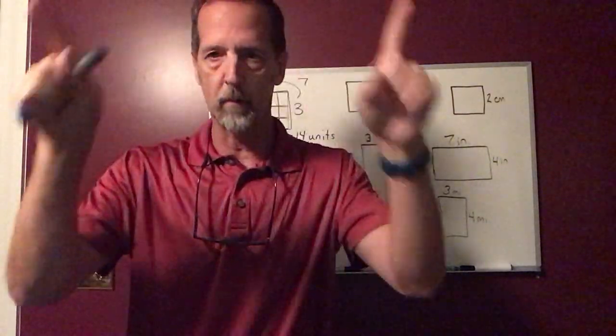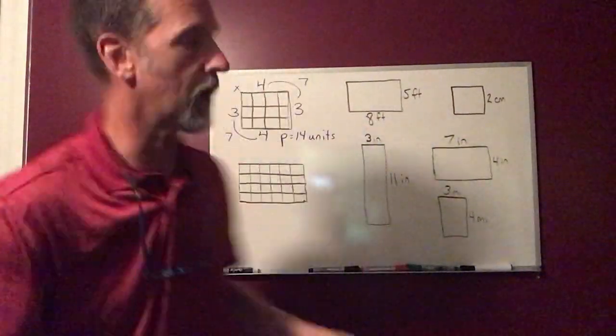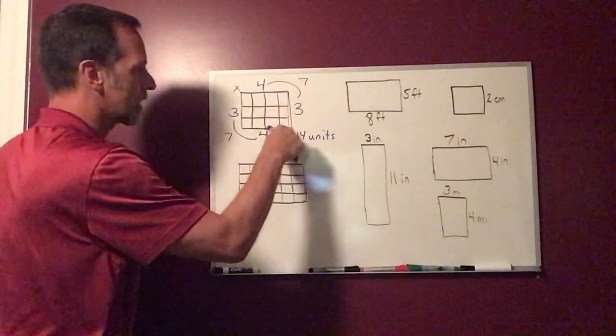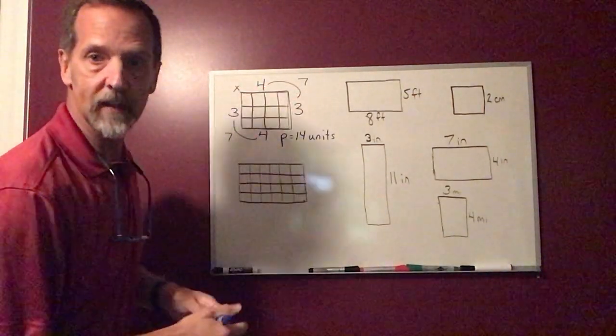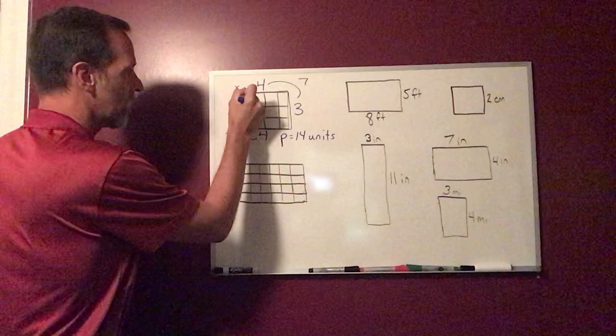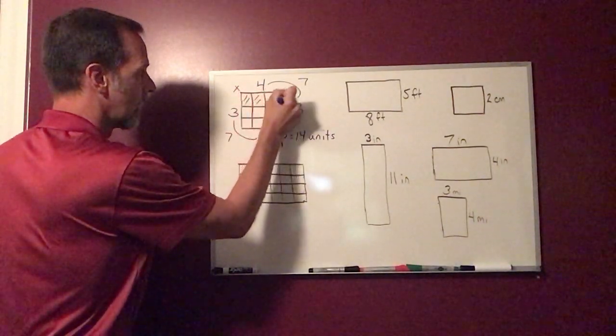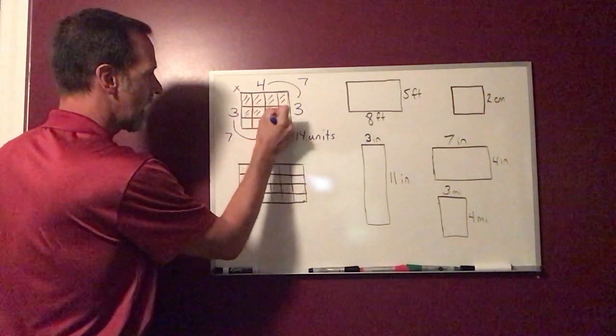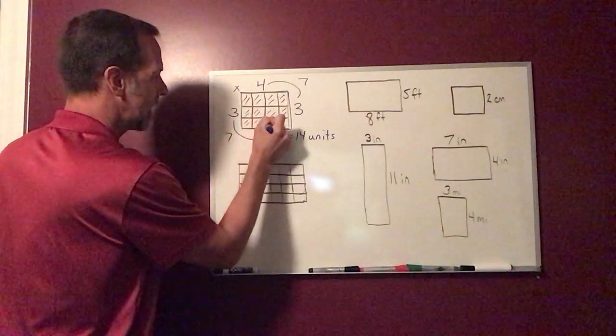Okay, perimeter's outside, area is inside. So if the perimeter was outside here, the inside is going to be the area. It's this area here. It's this part. This is the area. So how do we find this area?